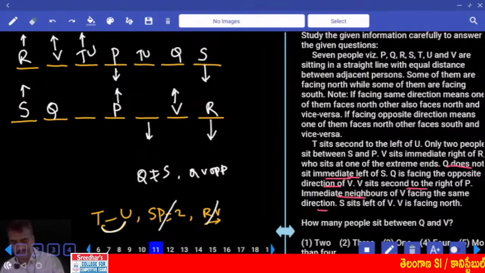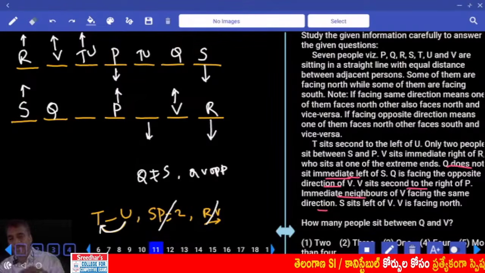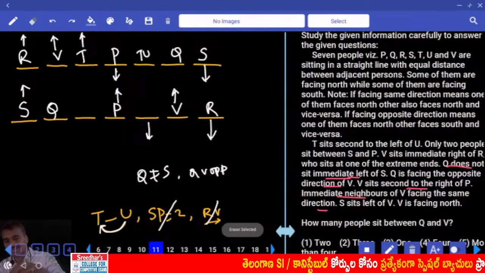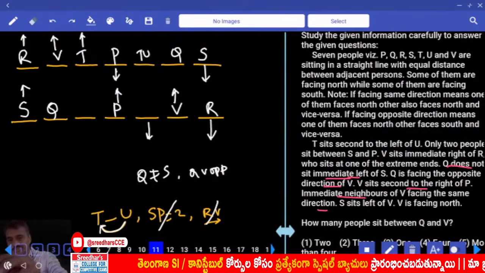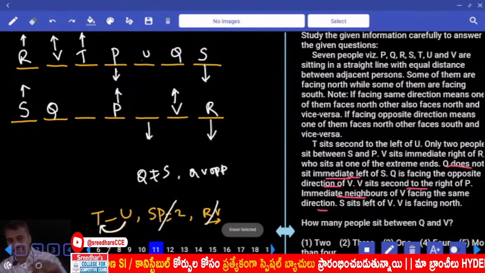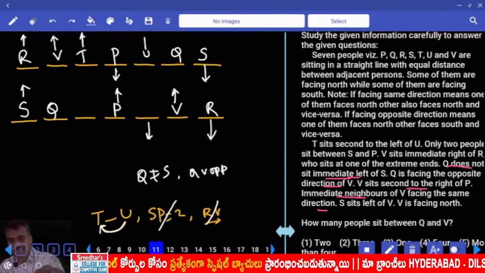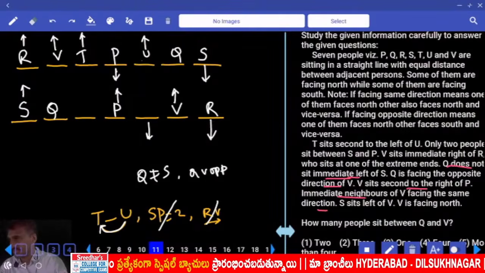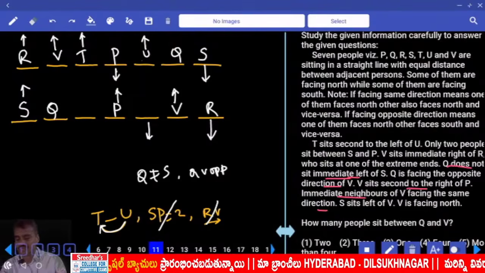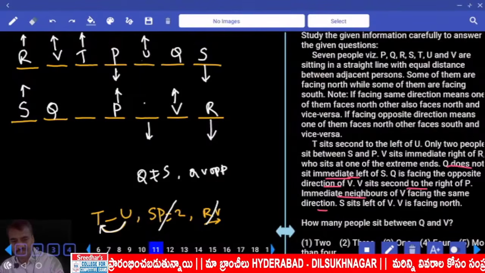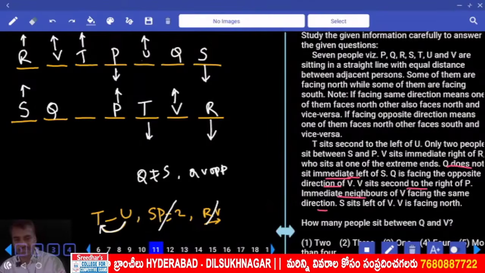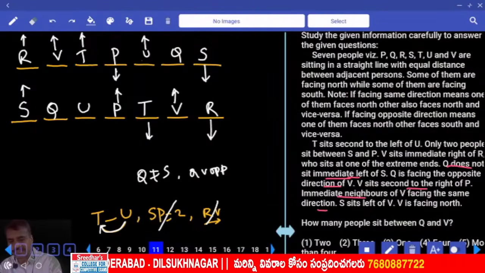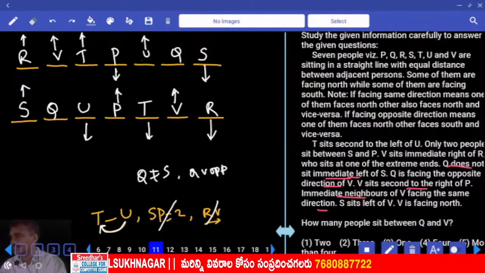Now here T is seated second to the left of U. If U is here, T seated second to the left of U is not possible. Then T will be here, and then U will be here. T is seated second to the left of U, so U must be facing now. And V is facing north. T is seated second to the left of U, then U must be facing south.